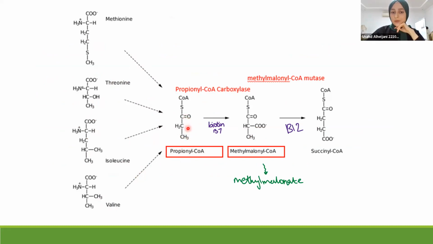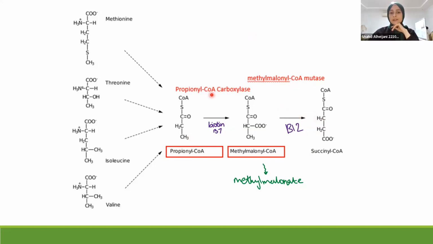Now, propionyl-CoA would be converted into methylmalonyl-CoA. This requires the enzyme propionyl-CoA carboxylase and the cofactor vitamin B7 or biotin. Then methylmalonyl-CoA would get converted into succinyl-CoA, and this requires methylmalonyl-CoA mutase and vitamin B12. So remember those. Usually carboxylase enzymes require B7, so this is easy to remember: propionyl-CoA carboxylase with biotin. And for methylmalonyl-CoA mutase, just remember it requires vitamin B12.